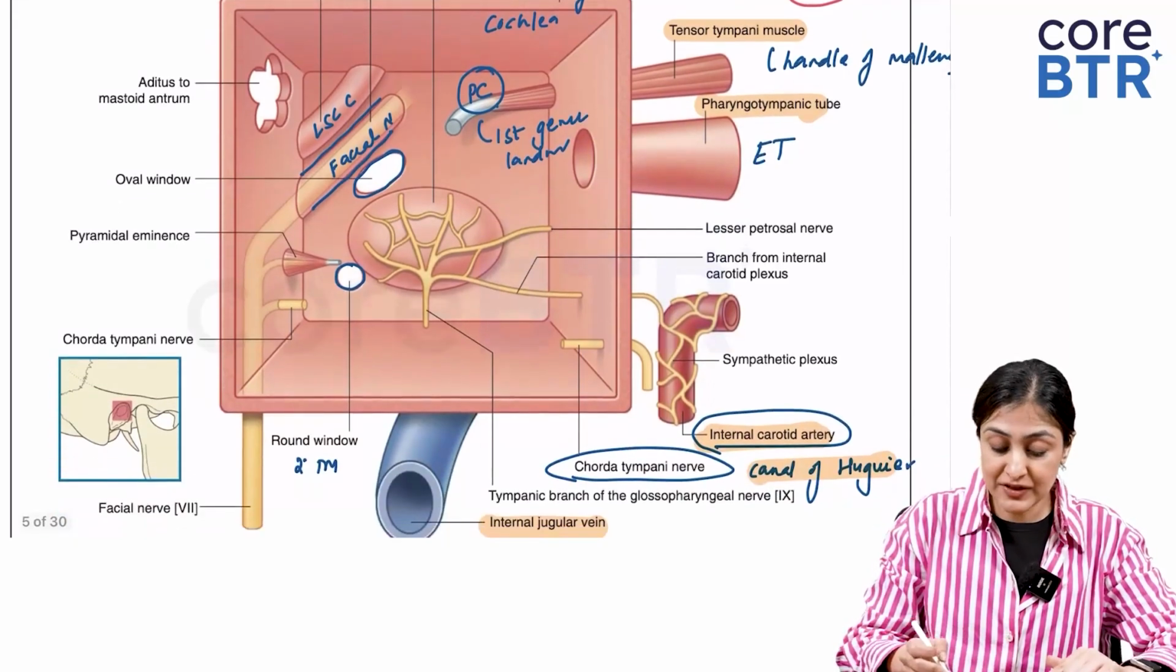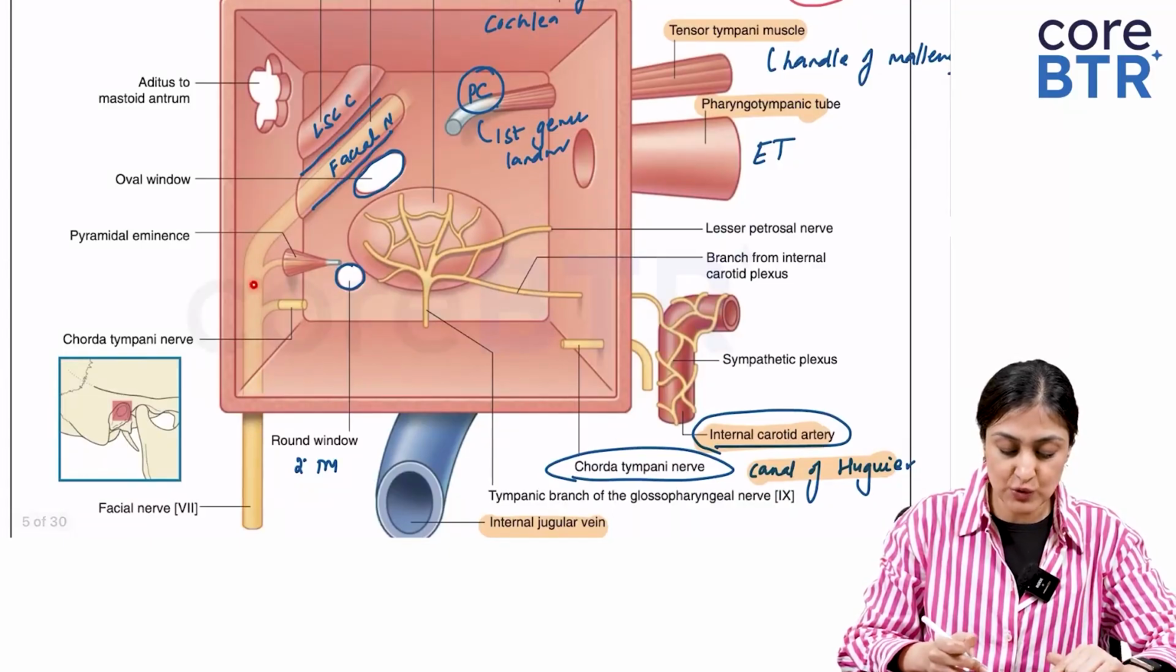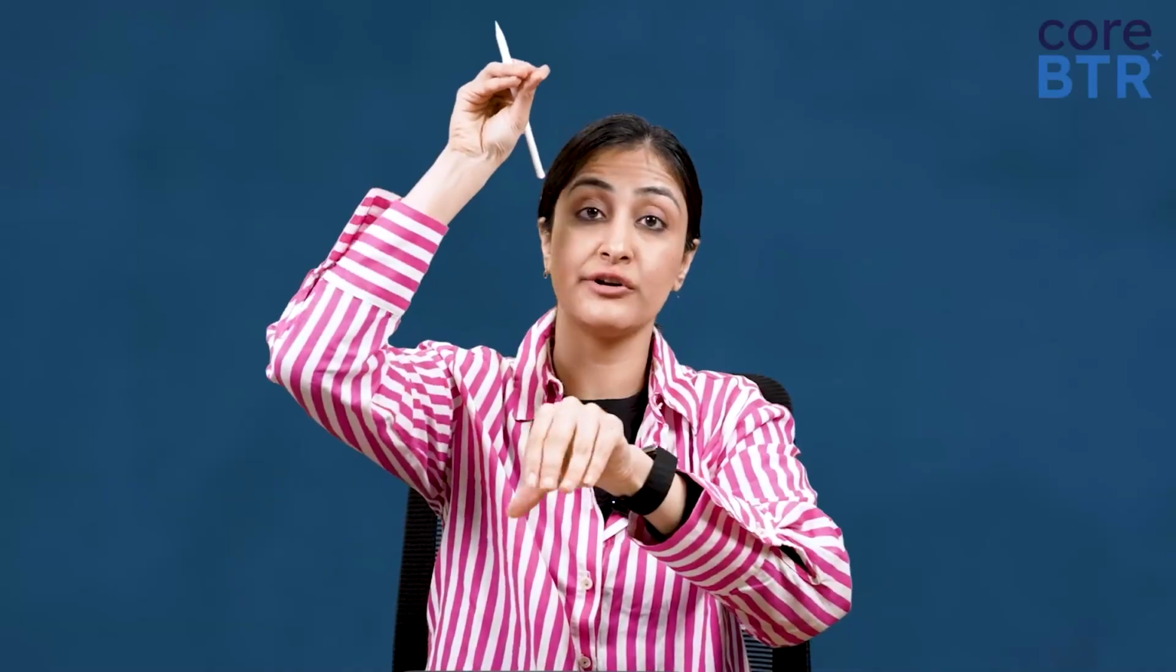Okay, then I have the second genu. What is the second genu? This is where now we reach the posterior wall. What did we see in the medial wall? I have a visual memory. I saw the prominence of the basal turn of the cochlea, which is the promontory. I saw processus cochleoformis, two windows, the lateral semicircular canal and the fallopian canal.